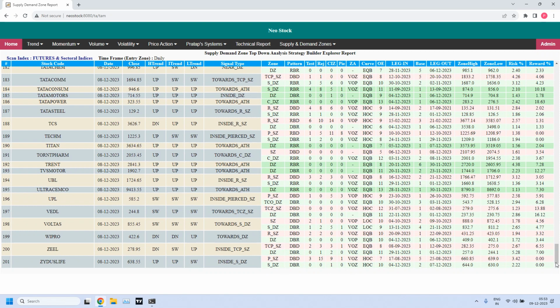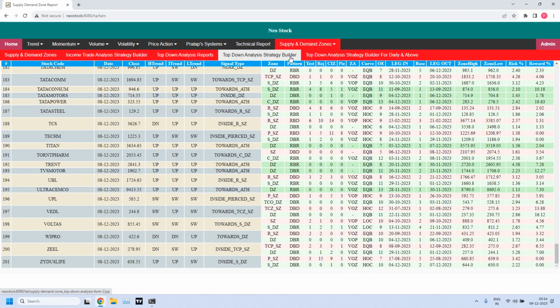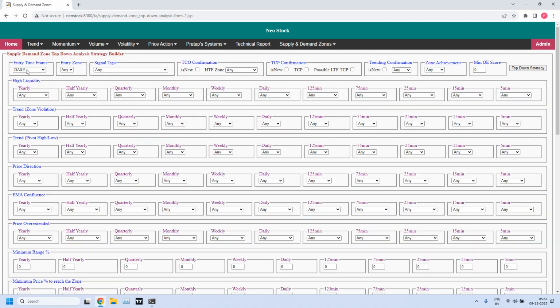So total 201 stocks are filtered. This is the complete list of all the stocks in daily time frame. Now let us generate demand and supply zones for different time frames. Now let us identify the stocks near weekly demand zone and supply zone.